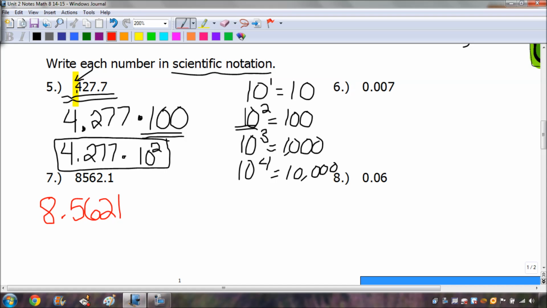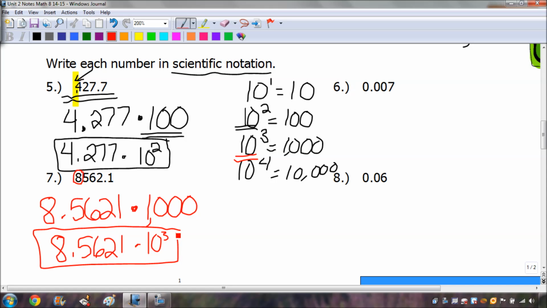So now you have to ask yourself, what digit is this 8? Well, this number is 8,562.1. So you have to multiply this by 1,000 because it was 8,000, right? So 1,000 is 10 to the third power. So my answer is 8.5621 times 10 to the third power. Okay? Number 6, though, is a little bit trickier.